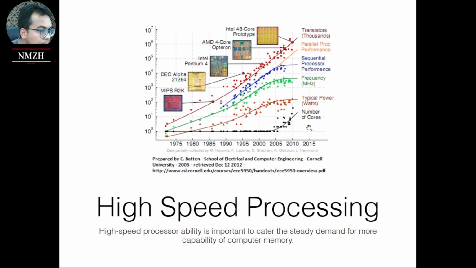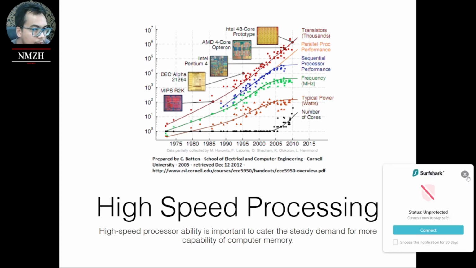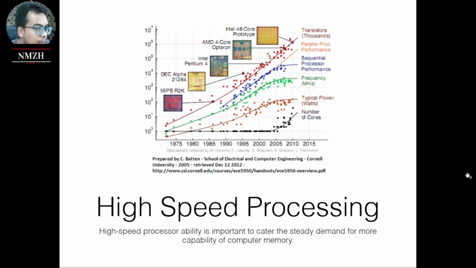The number of cores is kind of equal, but the number of transistors is rising from 1975 to 2010. So this is the trend we see, whereby the usage of transistors in thousands is rising by 10 to the power of n. The reason we utilize this processing unit is the higher demand for transistors in thousands.